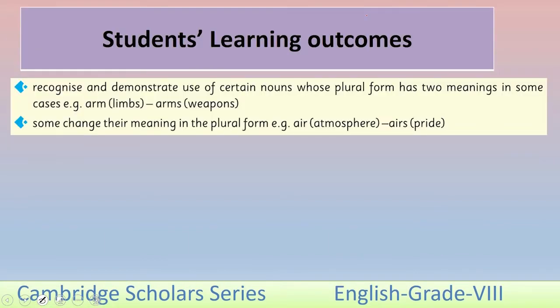SLOs of this lesson are: recognize and demonstrate the use of certain nouns whose plural form has two meanings in some cases, like arm: limbs, arms: weapons. Some change their meaning in the plural form, like air: atmosphere, airs: pride.